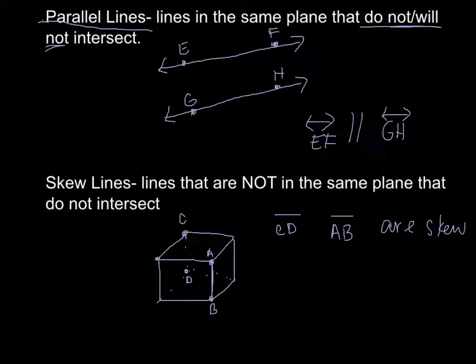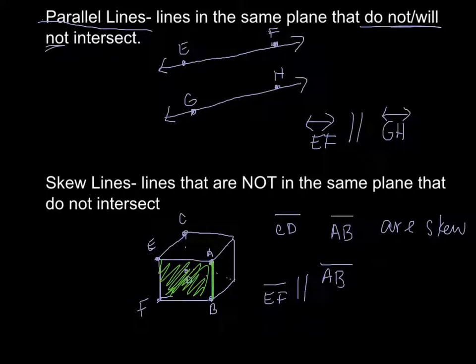Okay, if I had this point that was E and this point that was F, then I could say EF is parallel to AB. Okay, do you see that? They are on the same flat surface of this front shape. They are on the same surface. Okay, but AB is on a different surface than the CD, which is in the back of the shape. So that's why those are skew lines, but at the same point, they're never going to intersect. So they do not intersect and they are not on the same plane.